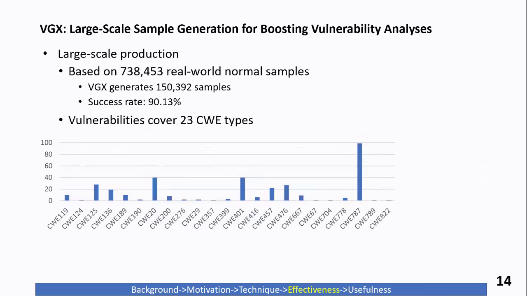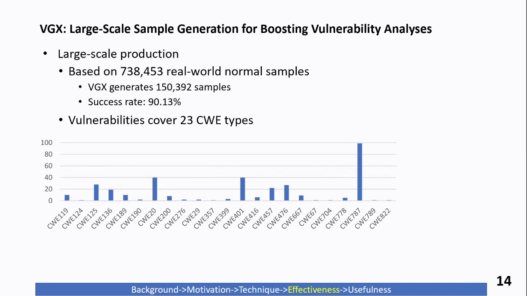Everybody knows what CWE is, right? So that's basically the different kinds of vulnerabilities, like a buffer overflow, divided by 0. There are different classes of vulnerabilities, and we use CWE to encode those kinds of classes. And we can actually generate very different kinds of vulnerabilities. And in total, we were able to generate 150,000 samples. And in that 150,000, the success rate is 90%.